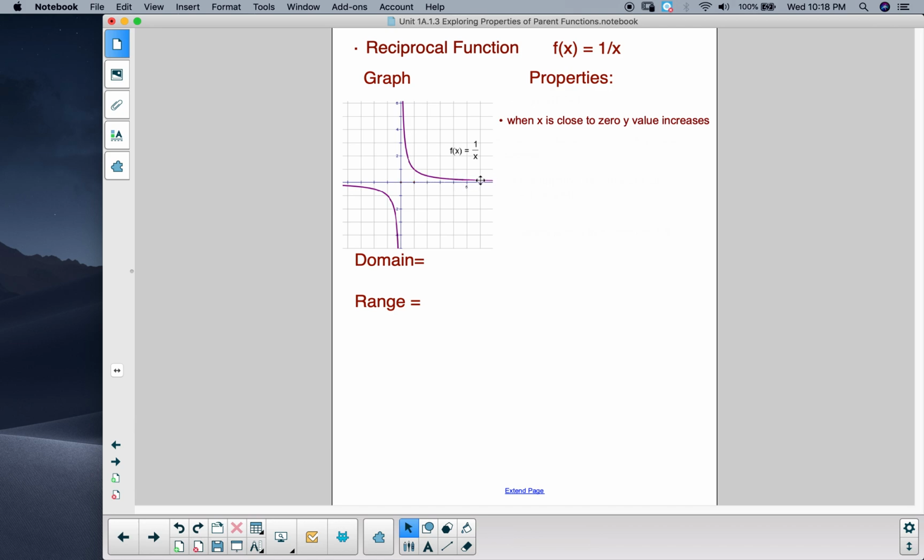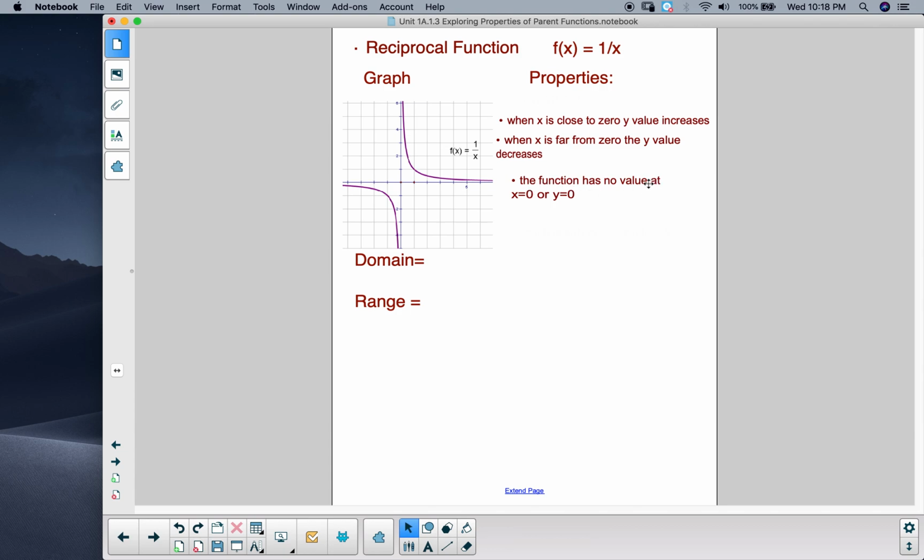When x increases, the y value decreases and approaches 0. And when x approaches 0, the y value keeps increasing, but it never meets those axes. So this graph will never touch the x-axis, but always approaches it. And up here also it will approach the y-axis, but never touch it. It has a second half also in the third quadrant, where when x gets very close to 0 from this side, the y value is decreasing, and when x gets increasing here, the y value also is decreasing. All right, so the properties: we saw one property. Another property is when x is far from 0, the y value decreases.